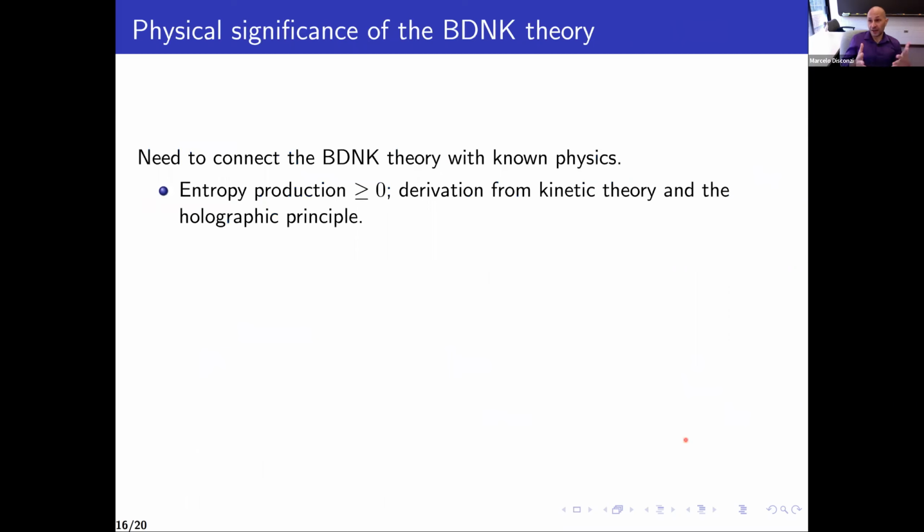Now, this is very nice, but what some of the physicists in the audience probably want to know is: we have this mathematical theorem, but does BDNK actually give you some interesting physics? Can you connect the BDNK theory with physics? Because if you cannot, that's just an interesting mathematical result. And the answer is yes, we can connect BDNK with actual physics. First, it can be shown that entropy production is non-negative. You have to understand this statement in its proper context. I can tell you more about that later if you want to know, but that's correct.